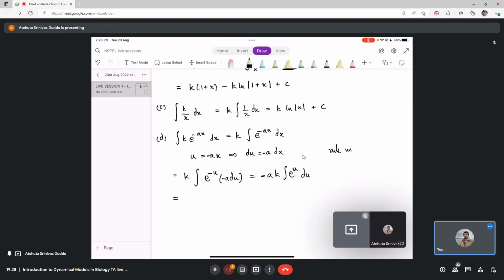Rule used: integral e power x dx is equal to e power x. So that would give us minus ak e power u, right? So that would be minus ak e power minus ax, of course plus a constant.